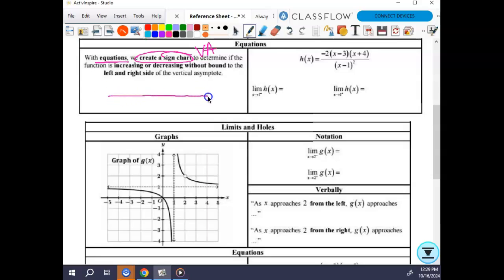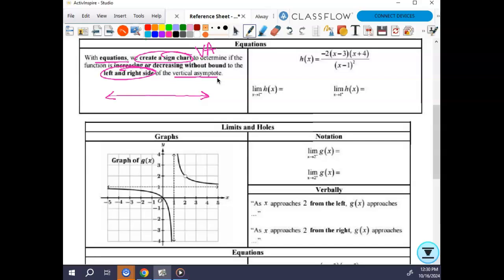Now, when do you do the entire sign chart and when do you not have to? If this was a question that said, give me the intervals where h of x is greater than or equal to 0, something like that, then I would have to do the entire sign chart, look for all my intervals, and answer my question. Here, I don't care about the entire sign chart. I only care about the left and right side of the vertical asymptote. However, I still put all my information, I still put the hash marks where they need to be.